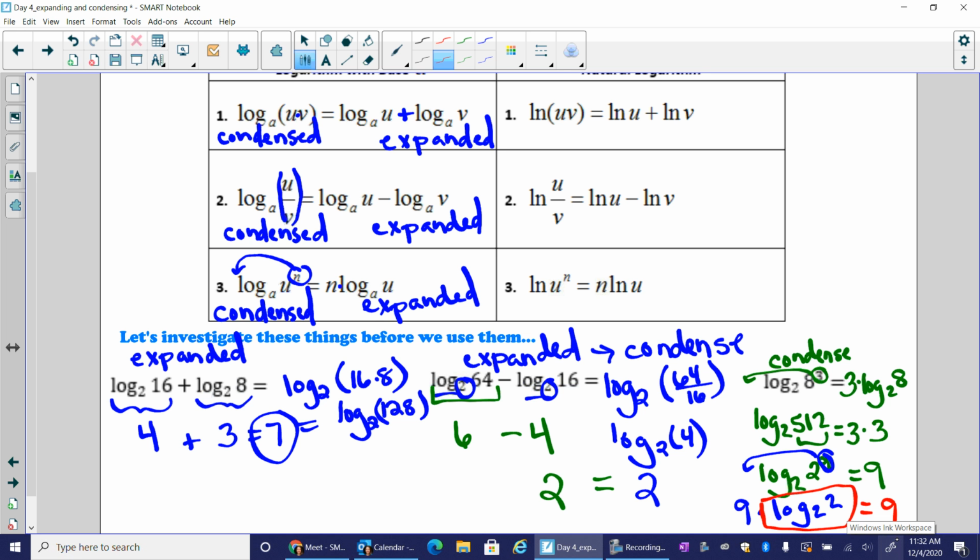Hopefully you're starting to believe these rules. We are going to be using them more in depth in class.